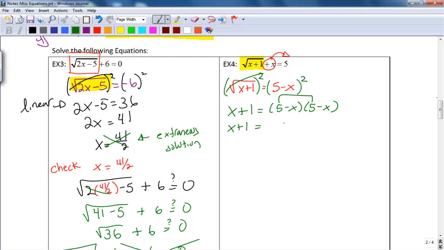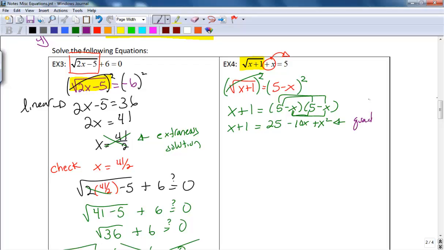I get 5 times 5 is 25, and then I have minus 5x minus another 5x, which is minus 10x, and then plus x squared. So I have x plus 1 is equal to 25 minus 10x plus x squared. Well, I don't have a radical left, and I take a look at this. The type of equation that I have left is a quadratic.